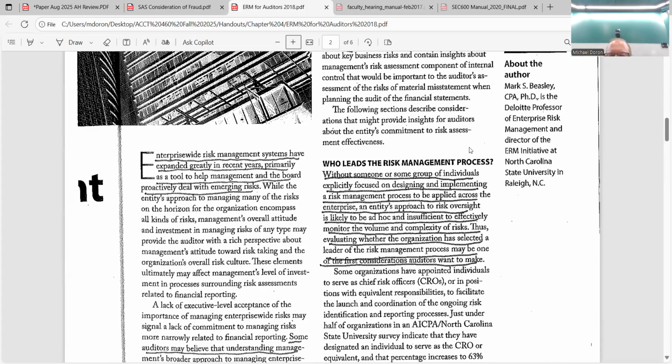Who leads the risk management process? Without someone or some group of individuals explicitly focused on designing and implementing a risk management process to be applied across the enterprise, an entity's approach to risk oversight is likely to be ad hoc and insufficient.